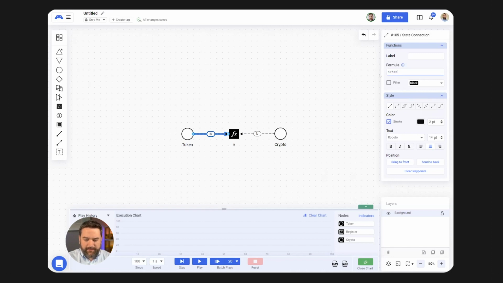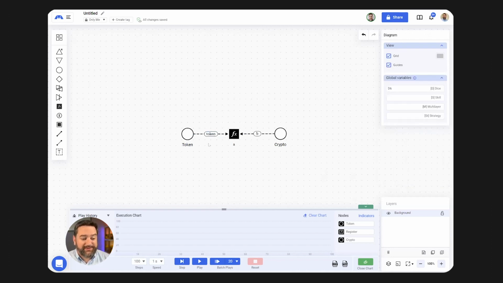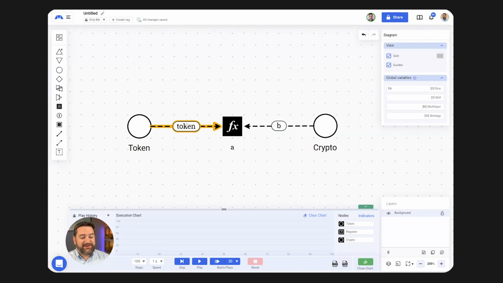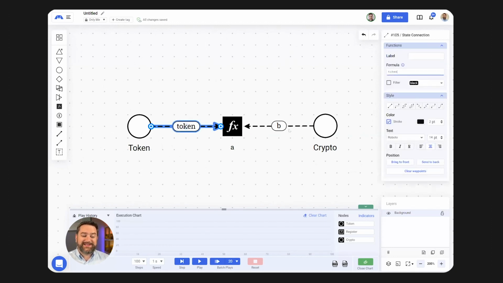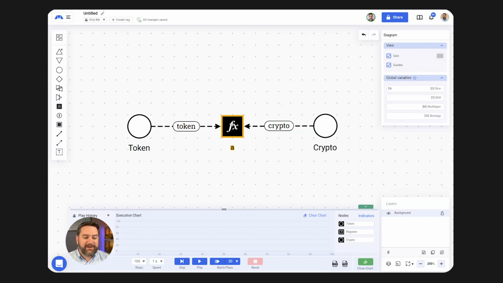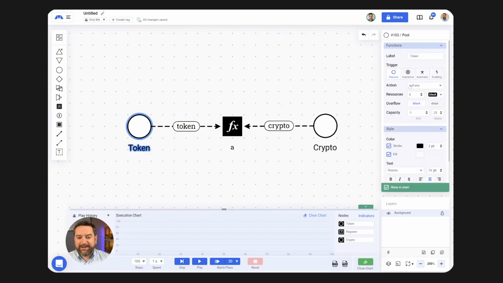So one of the things I find really helpful in Machinations is that you can put words into these state connections rather than having the letters. And I find this really helpful in order to keep track of our formulas. Now I'm going to keep this fairly generic, so I'm going to put in 50,000 tokens into my liquidity on both sides to start off with.